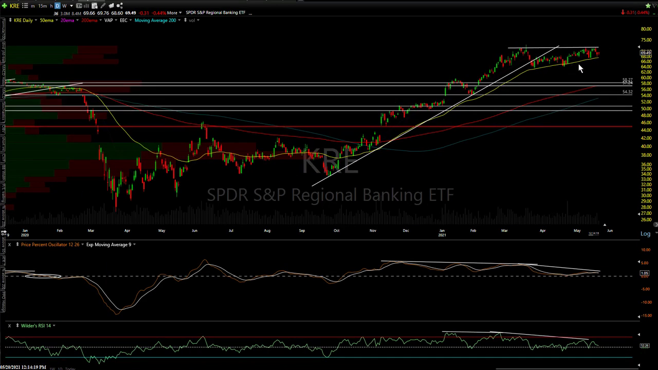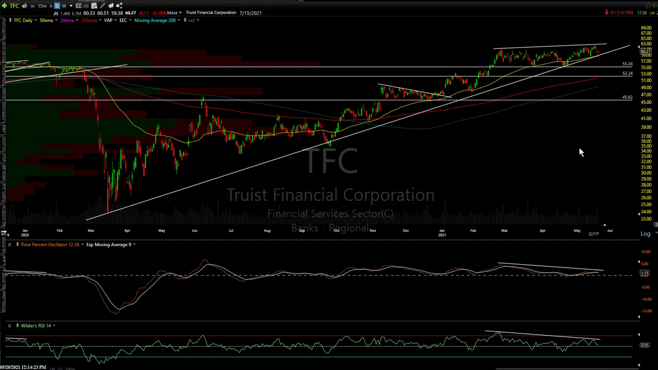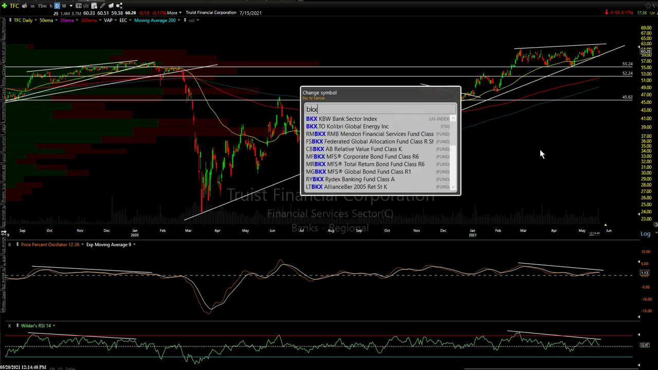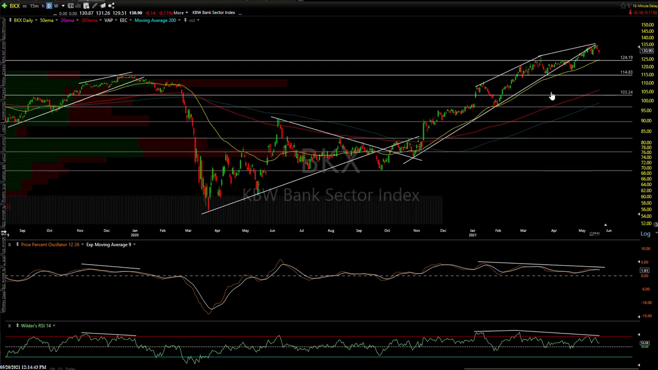The KRE chart doesn't pop out too much to me, but a lot of these individual stocks, such as this, Truist, which is the largest by market cap in there, just beautiful uptrend lines, just right on the edge. So I'm going to do a video on this one covering the individual regional financials and maybe some of the bigger banks. We can go to BKX and look at the bank sector ETF.